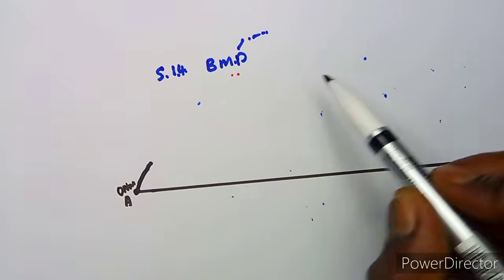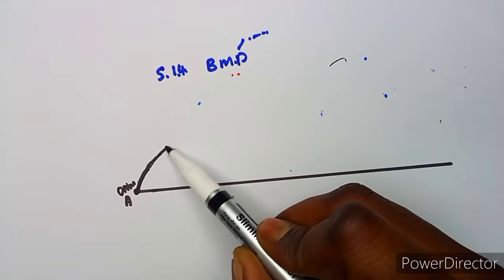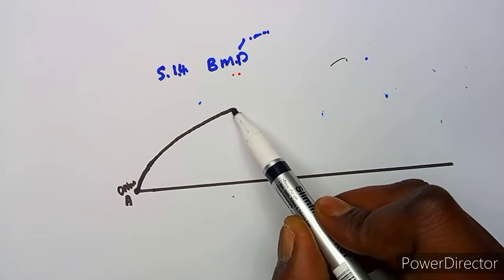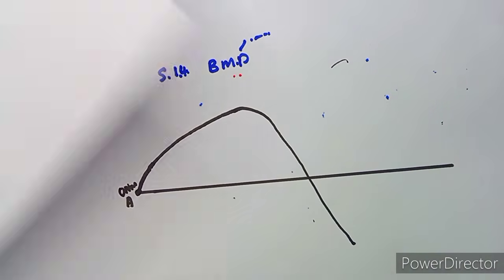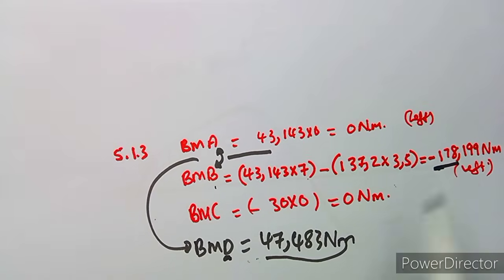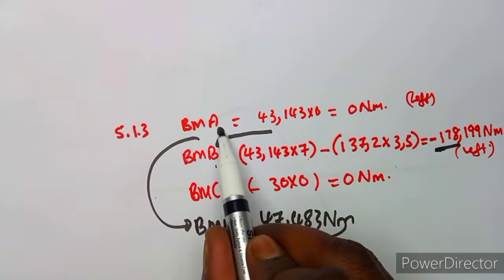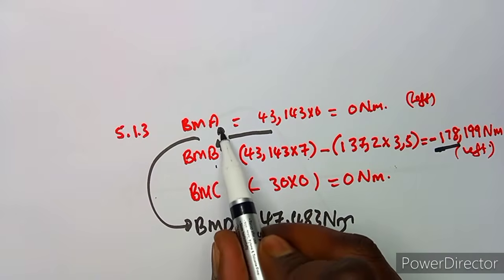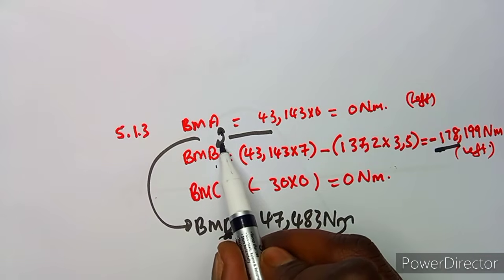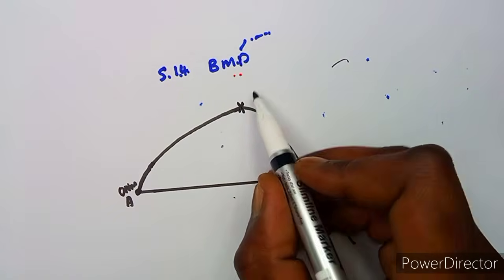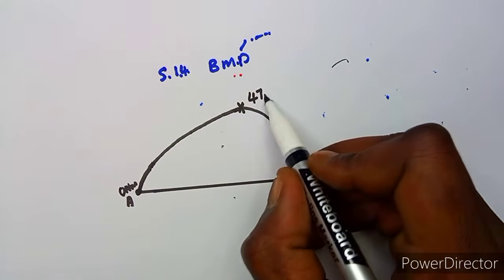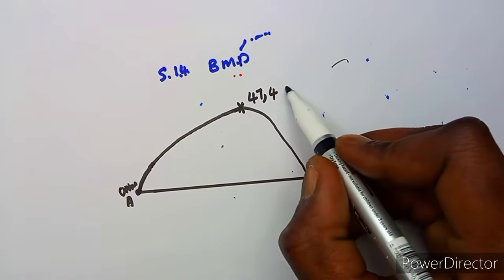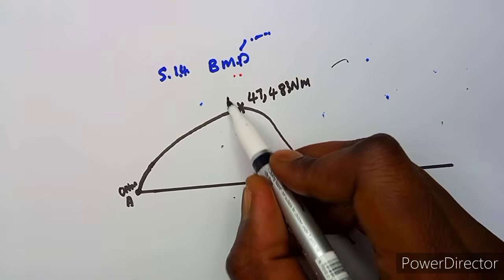Remember how you represent a distributed load, it's going to be a curve, but it's going to pass through the point D, which is your maximum point, then down to the point B, which is in the negative region, because our B is in the negative, but this D is in between A and B. That is where your D is located. So if it is located in between, it means it has to pass through the point D. Let's say this is your point D now, which is 47,483 Newton meters. That is at point D.